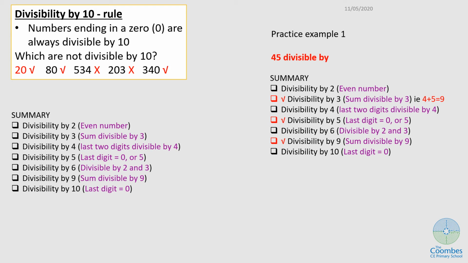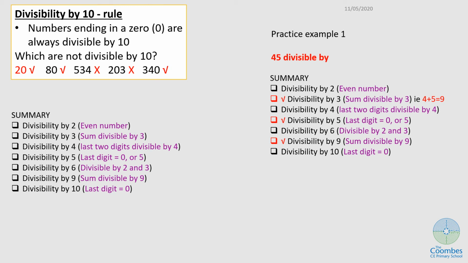Now, the last one we're looking at is the divisibility by 10 rule. I know that numbers ending in 0 are all divisible by 10. So let's look at this. Is 20 divisible by 10? Yes. 80? Yes. 534 is a no because the ending is not a 0. 203? No, because the ending is a 3. 340? Yes, it has a 0 ending.